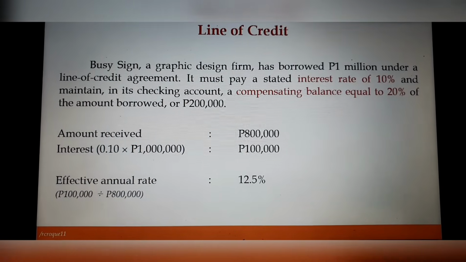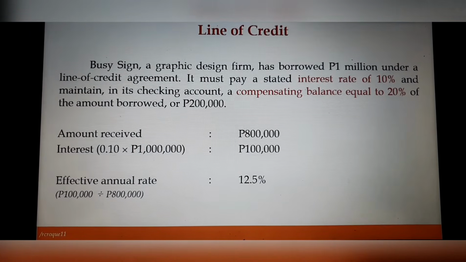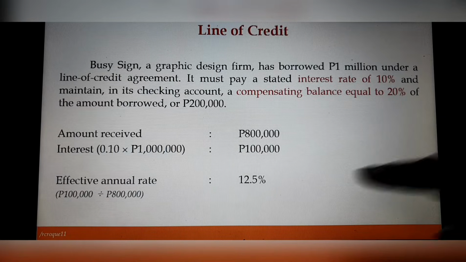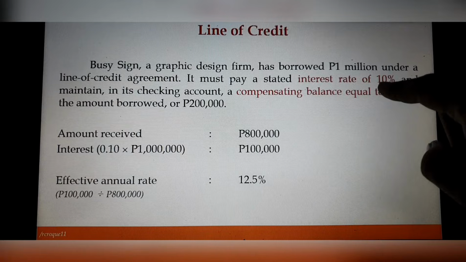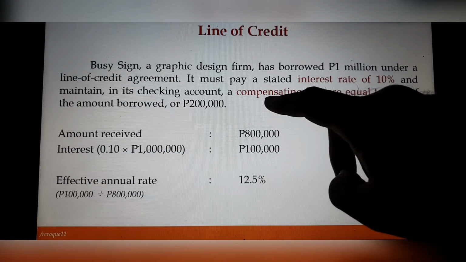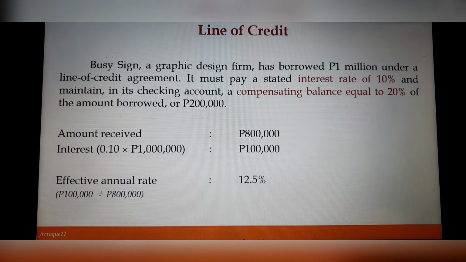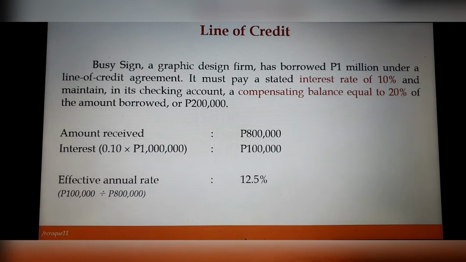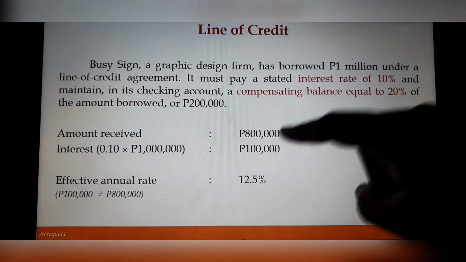So, the effective annual rate is just your interest over the proceeds. Again, ang denominator natin lagi ay proceeds. So, kahit na anong senaryo yan, magkano ba talaga yung total proceeds that we had? Okay, so effectively, the annual rate is 12.5%, which is higher than 10%. Why? Because we have the compensating balance na dapat iwanan sa checking account natin because of the loan. Meaning, the entire 1 million cannot be used, only the 800,000.